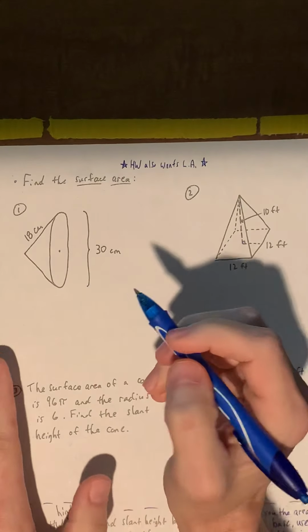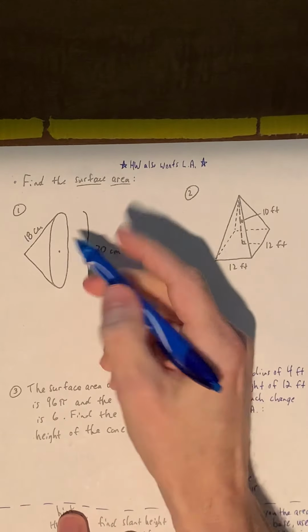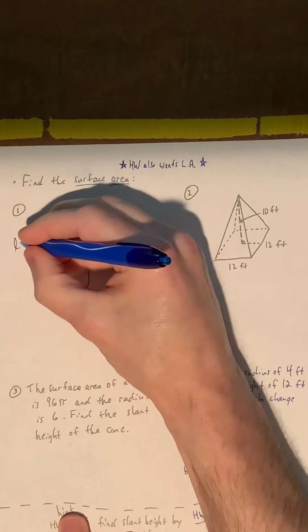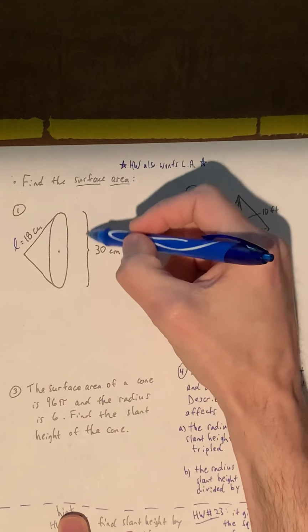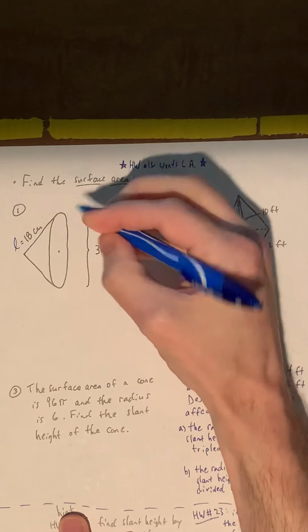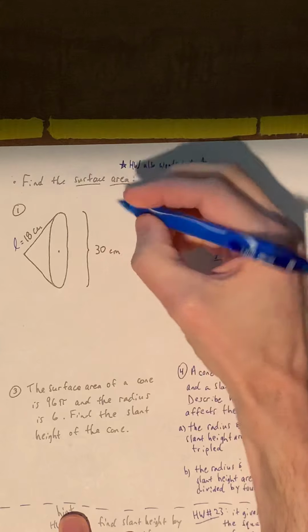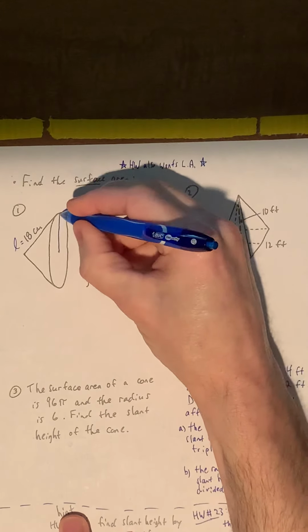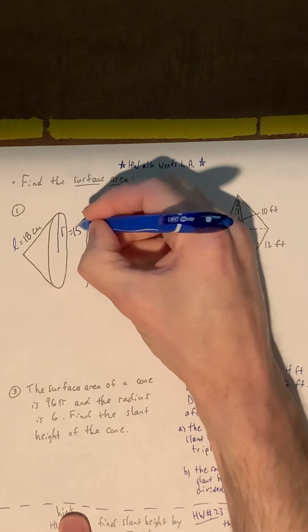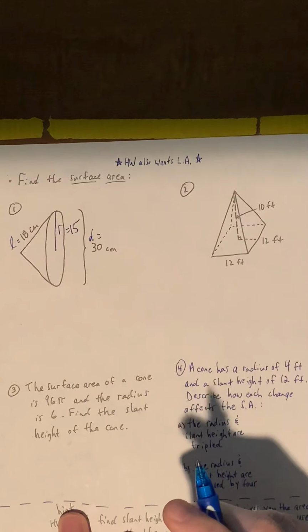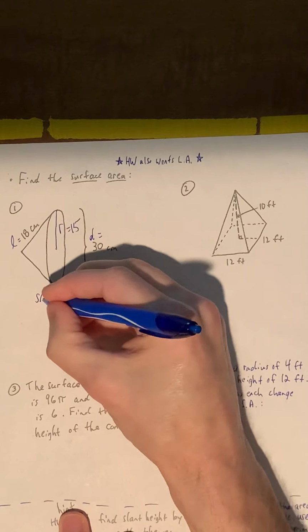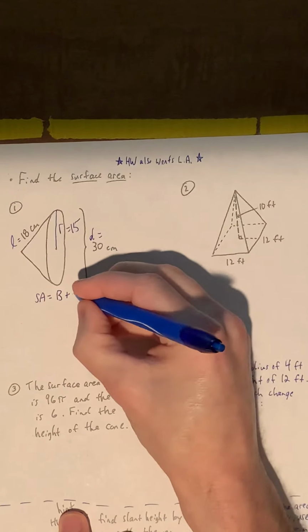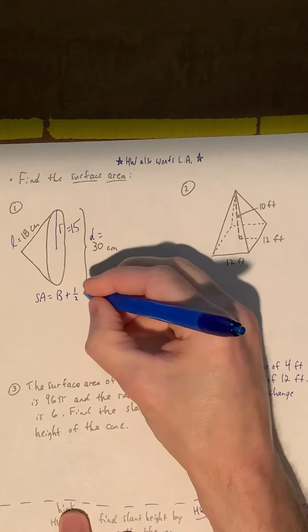Number one. We have a cone, 18 up and down the side. Here's your slant height, cursive L. Here's your diameter. Radius is going to be half of that, 15. R equals 15 if we need it. All right, let's bring up the formula. Surface area is capital B plus 1/2 PL or CL.